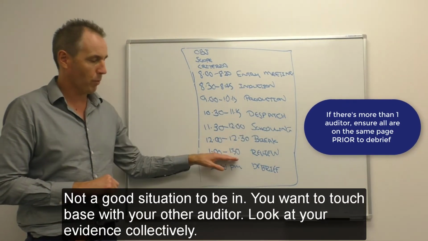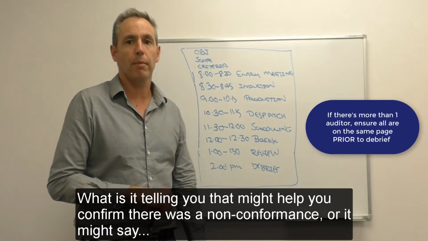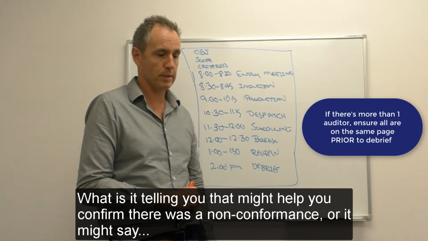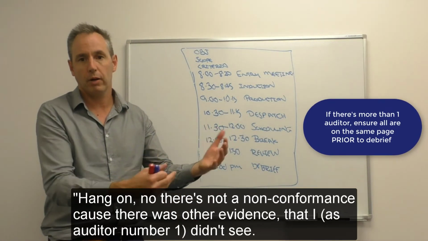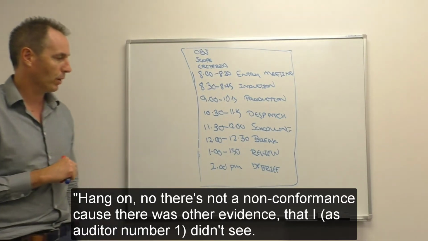You want to touch base with your other auditor. Look at your evidence collectively. What is it telling you? That might help you confirm that there's a non-conformance. Or it might say, well, hang on, no, there's not a non-conformance because there was other evidence that I, as auditor number 1, didn't see.